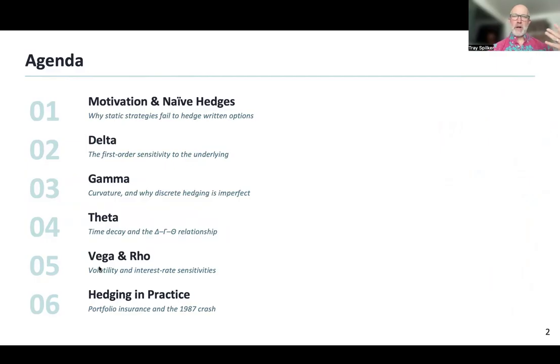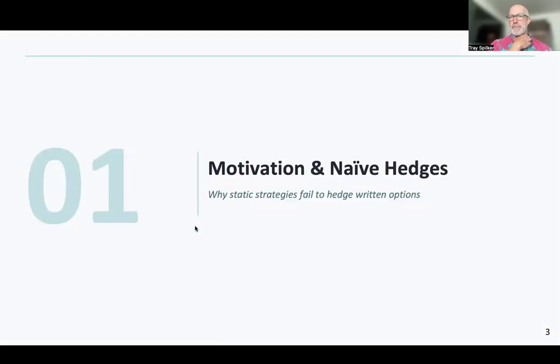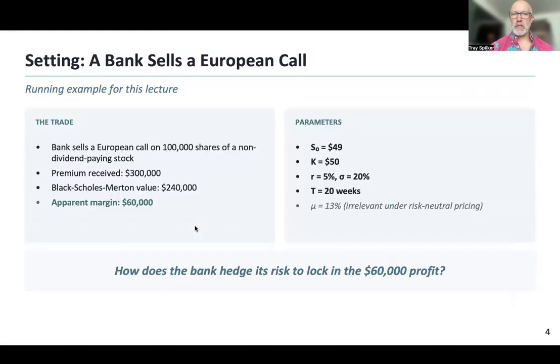So the pedagogical arc here moves from theory to mechanics and working on a dynamic hedging example. And then we'll move into a multi-Greek hedging example. And finally, at the end here, talking about the practical limits, culminating in the discussion of the largest one-day crash in market history in October of 1987. So let's do that. On segment one here, we're going to talk about a little bit of motivation. We're going to set up this example, and this is an example that we're going to come back through throughout this lecture.